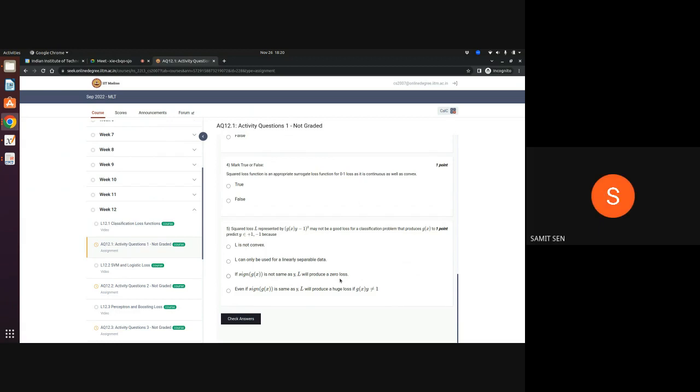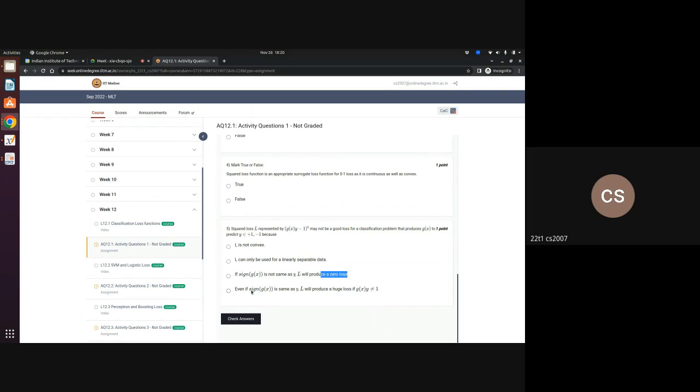False. That is incorrect. If the sign of W transpose X is not the same as Y, then what will happen? W transpose X into Y will be negative. Negative minus 1 will be negative. Square of a negative will be a huge quantity. It will not be 0. So this is also incorrect, right?